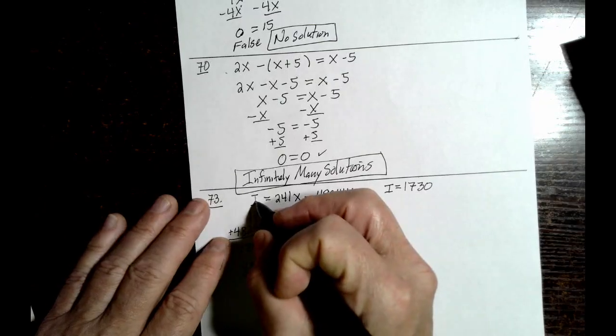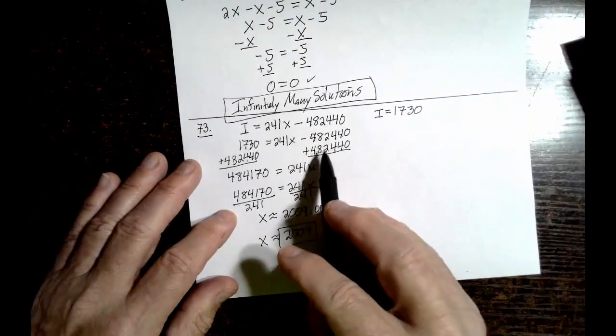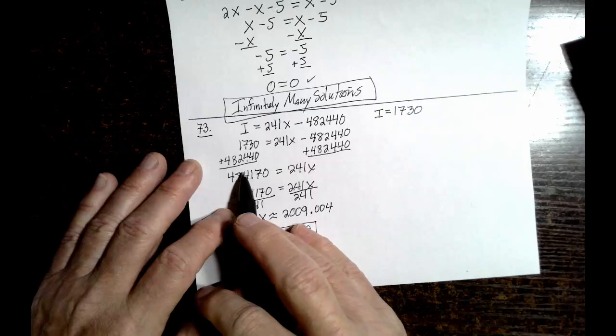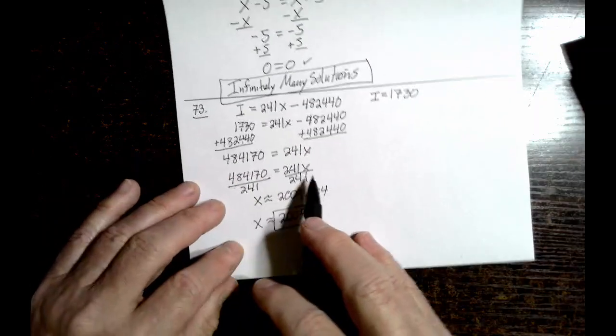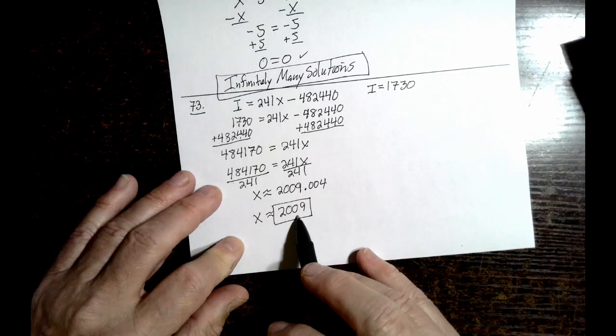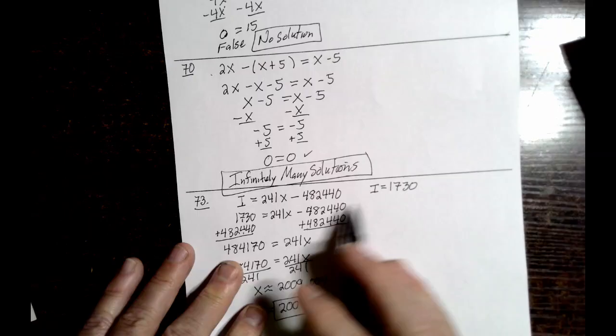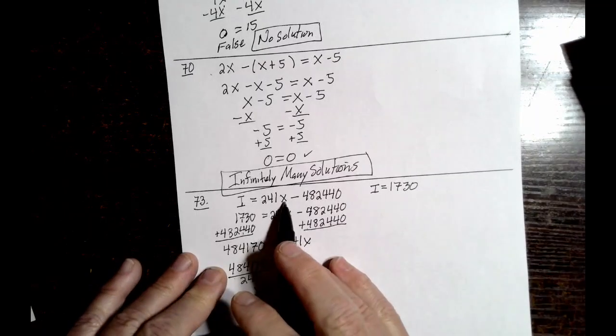And this one is your internet question. Okay, and you add 482440 to both sides, divide by 241, and you get this number here, which rounds closer to 2009 versus 2010. So notice they give you I equals 1730, so that's what you plug in there. If they gave you the year, you'd plug in this number here.